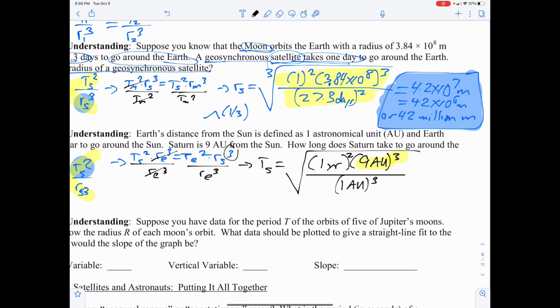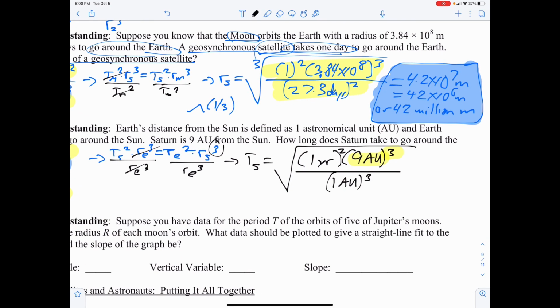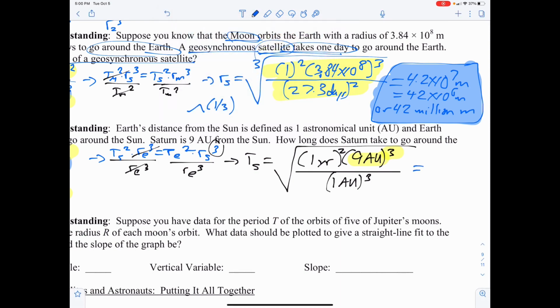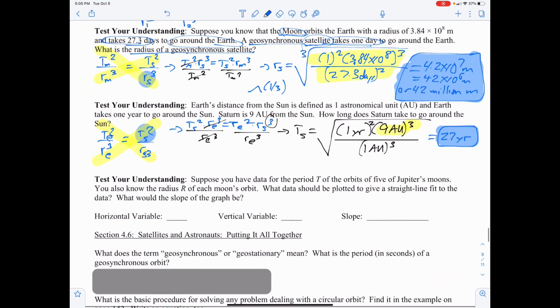Take a second to put that in your calculator and see how long it takes Saturn to orbit the sun. If you put that in your calculator correctly, you should have come out with 27 Earth years. It takes 27 Earth years for Saturn to make its way once around the sun. Kind of a long time.